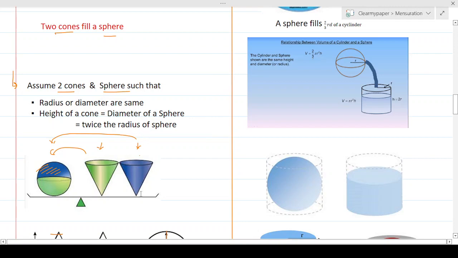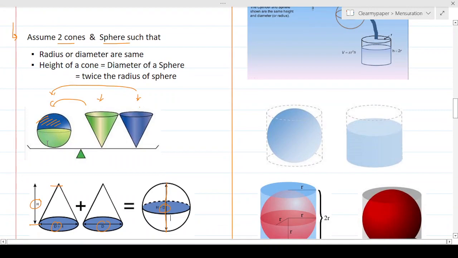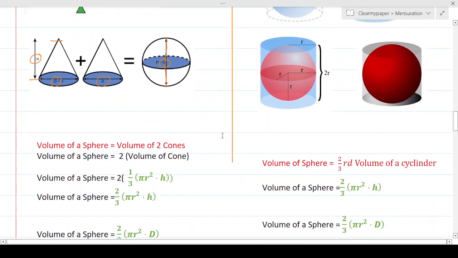Now we'll see how we use this geometric assumption, and the whole notion that we require 2 cones to fill up the water in a sphere, which means the volume of one sphere is going to be equal to 2 cones. That's what we're trying to talk about here, and that's what I have written here. So the volume of a sphere is equal to the volume of 2 cones, because that's where the water completely matches. In other words, the volume of a sphere is twice the volume of a single cone.